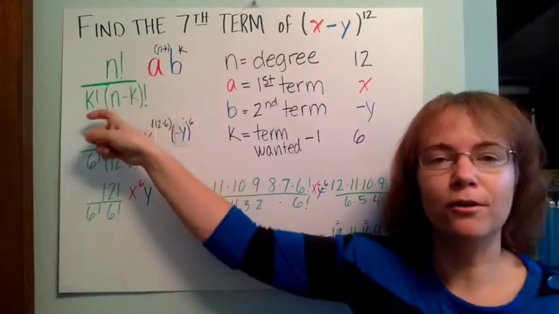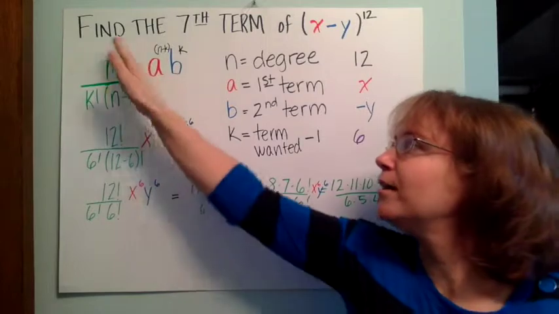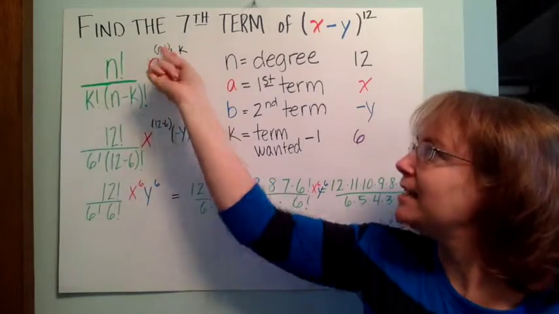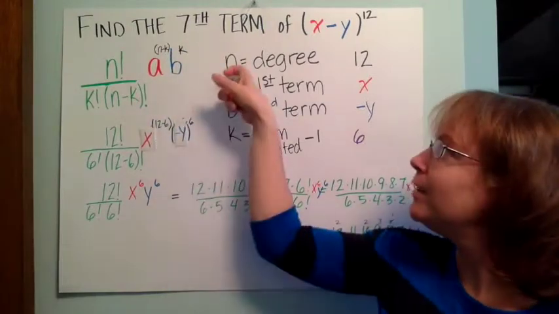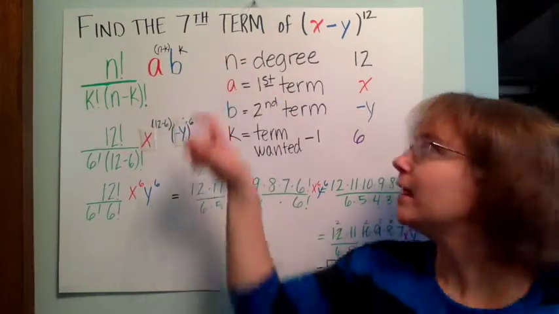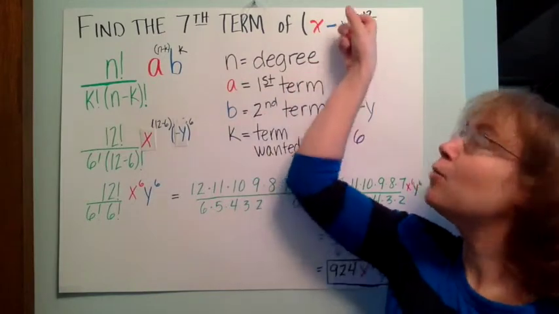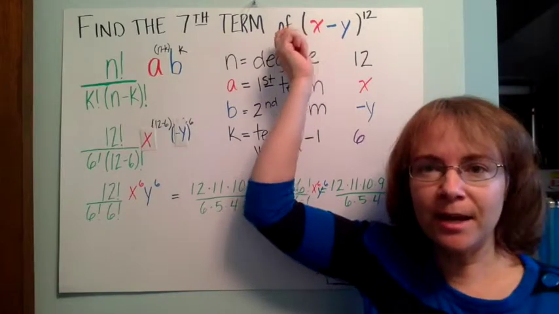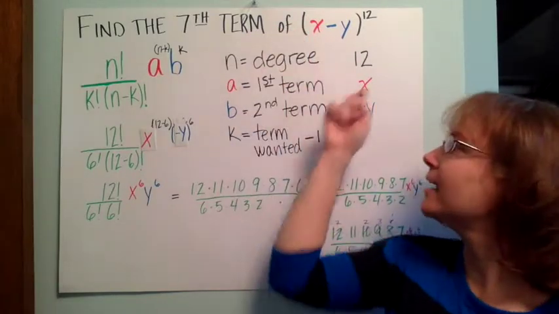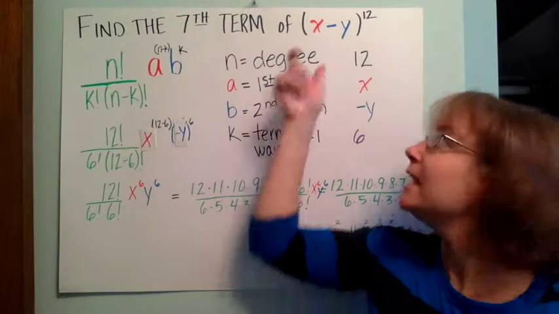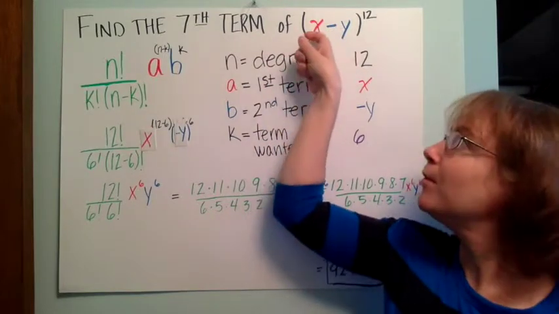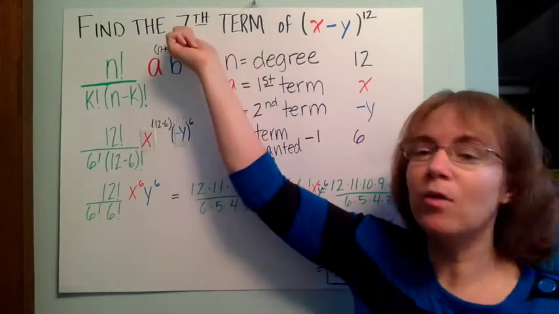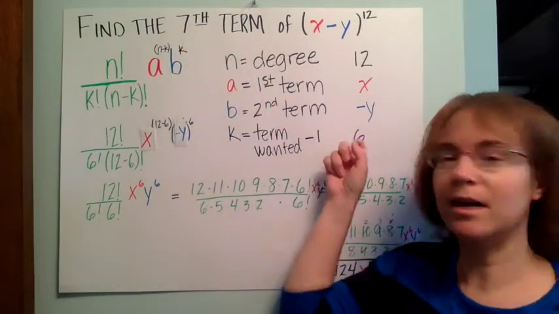So n factorial over k factorial, n minus k factorial. Remember, that gives me the coefficient in Pascal's triangle. A to the n minus k, b to the k. So in every case, n is the degree, and in this case the degree is 12 because I'm taking it to the 12th power. A is the first term, so if I look up here, my first term is x, so a is x. B is my second term. In this case, it's negative y, because remember, I can rewrite this as x plus a negative y. And k is going to be the term I want, which is the 7th term, minus 1, so it's going to be a 6.